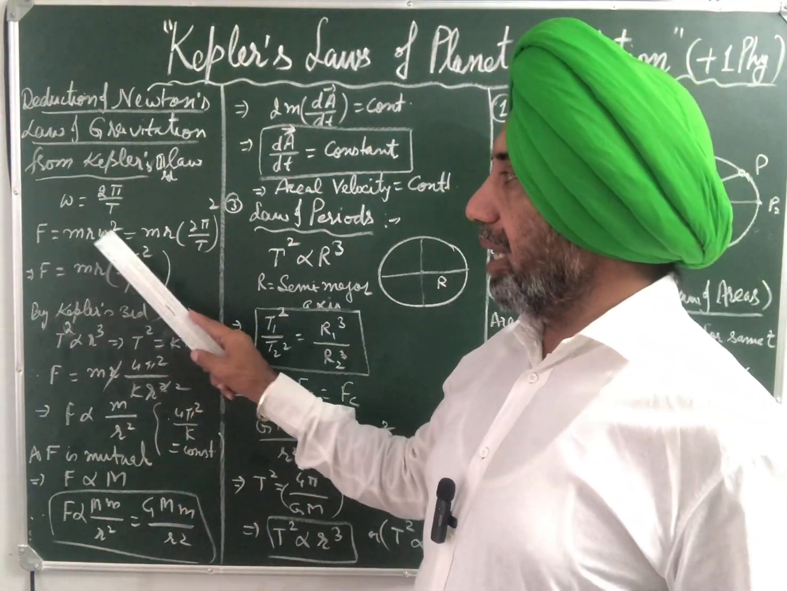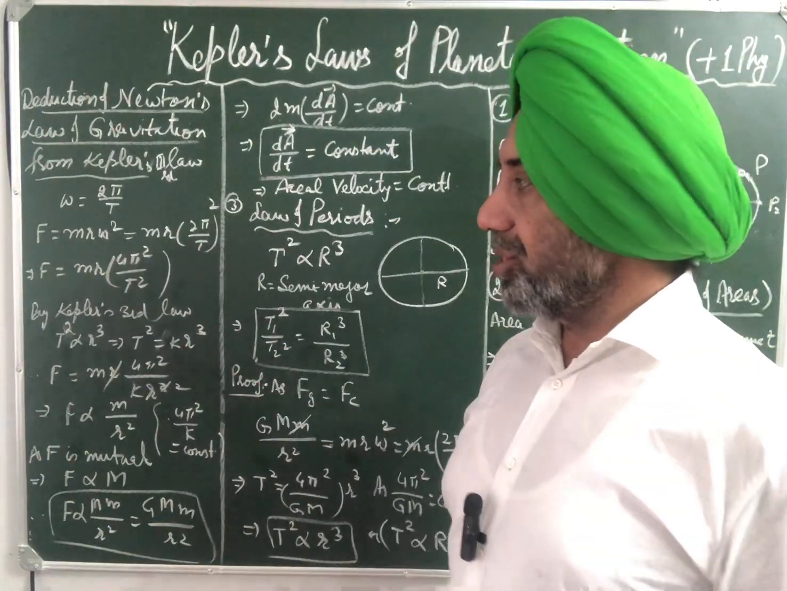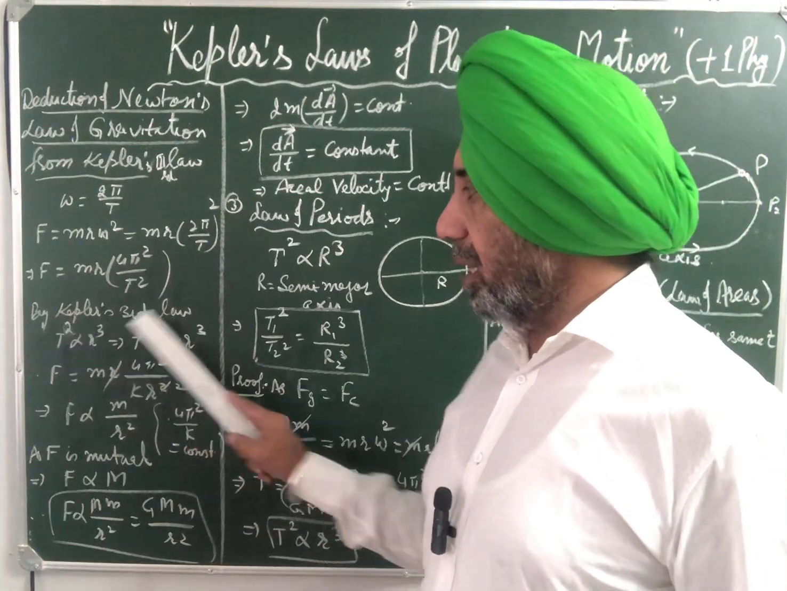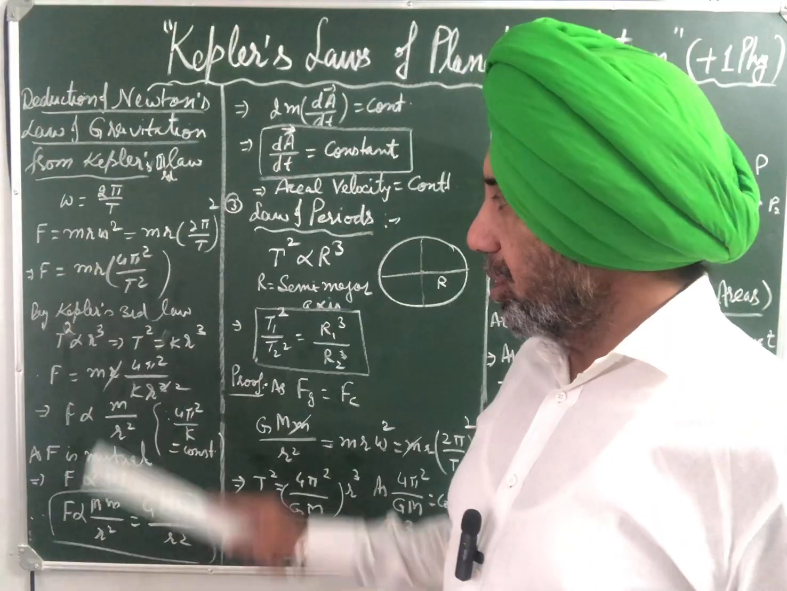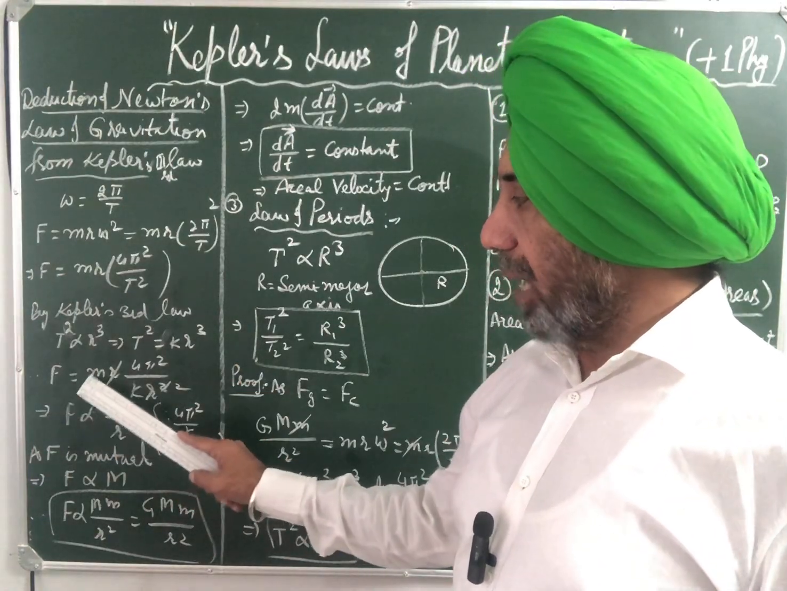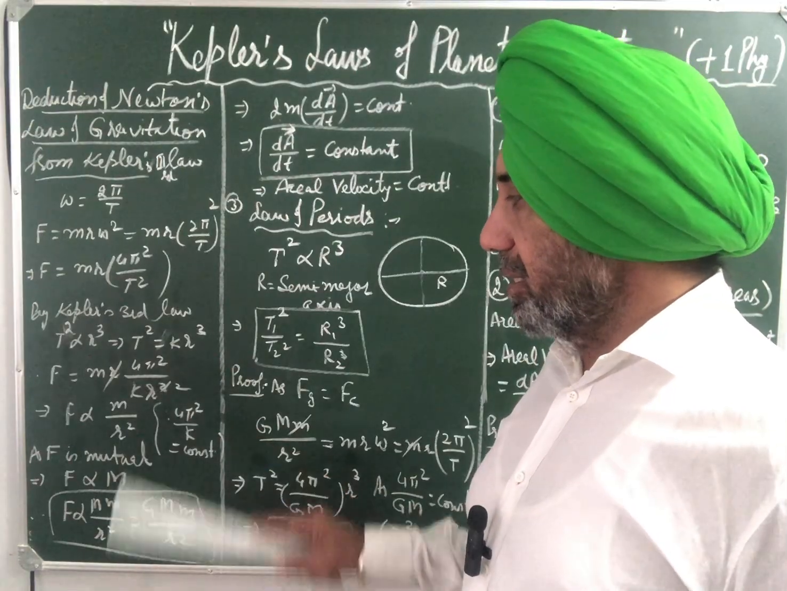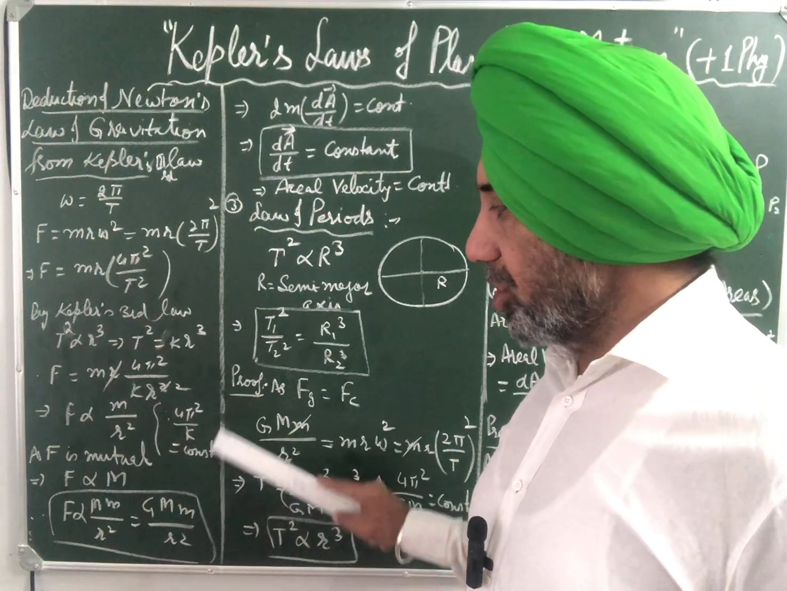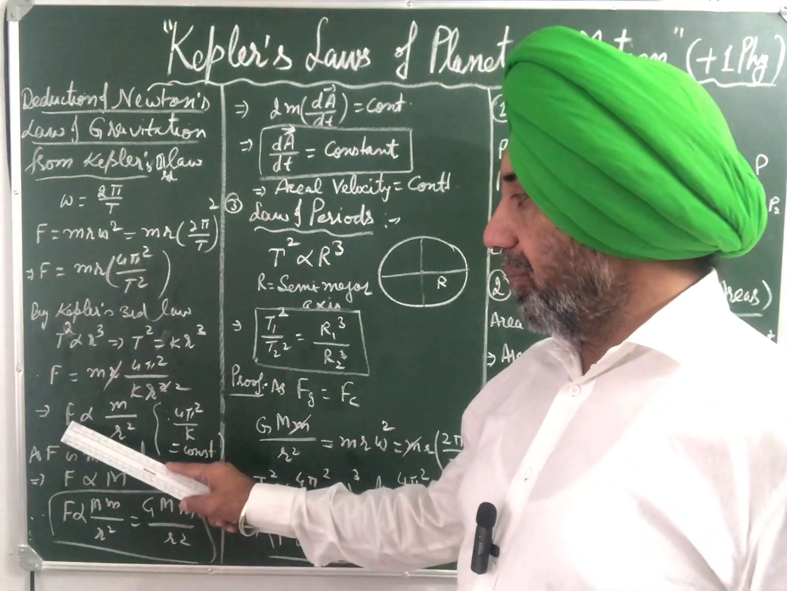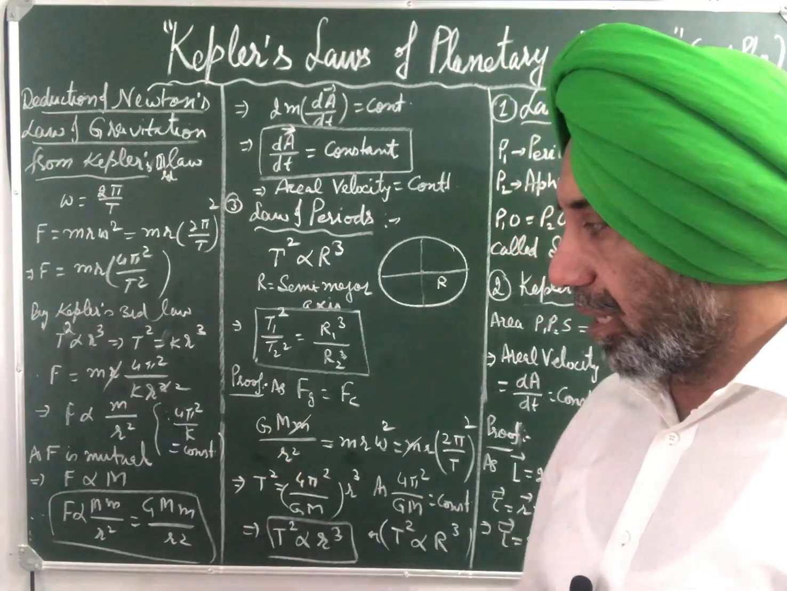So F is equal to m r omega squared, or m r into 2 pi by T whole squared, or m r 4 pi squared by T squared. So by Kepler's third law, T squared is proportional to r cubed, or T squared equals k r cubed. Substitute the value of T squared here. So F is equal to m r 4 pi squared upon k r cubed. One r cancels. Now 4 pi squared upon k is another constant. Therefore F, that is gravitational force, is directly proportional to small m upon r squared.